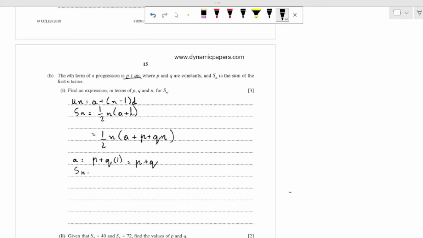And therefore, we can substitute it back into the sum of n terms, which will be 1 by 2 n (p plus q plus p plus qn). We can simplify this. It will become 1 by 2 n (2p plus q plus qn). And that's your final answer. You can further simplify it or keep it in this form.